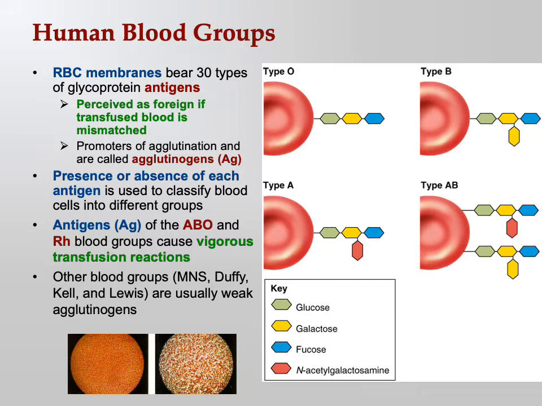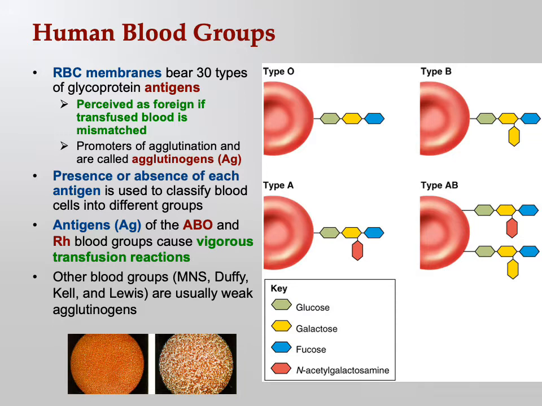However, if you mismatch the ABO antigens or you mismatch the RH antigens, you get a vigorous transfusion reaction, and that's potentially life-threatening. So look at those blood cells. See how there's the glycoprotein. Look at the type O. See the little hexagons there, a green one and a yellow one and a blue one. That's the glycoprotein. Type O just has a naked glycoprotein.